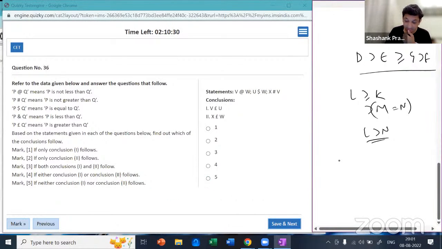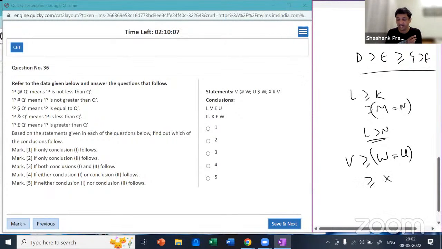Okay. V at the rate W. This used to be one of my strongest parts of the test. Okay. V at the rate W, V is greater than or equal to W. U dollar W is equal. So W is equal to U, and X hash V means X is less than or equal to V.